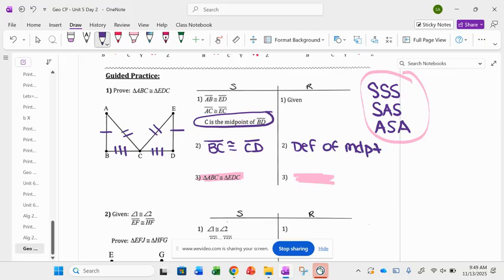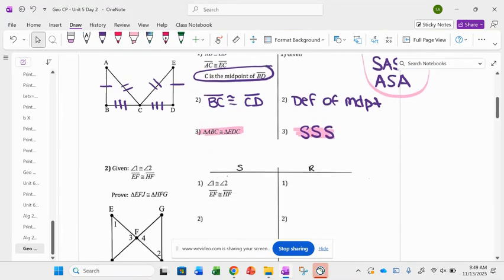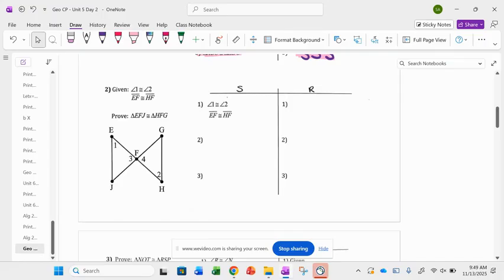So now we look at our triangles, and these 2 triangles are congruent by which one of these? SSS, SAS, or ASA? Look at the markings. Which one is it? SSS. So then we say that these are congruent by SSS. Okay, next one.